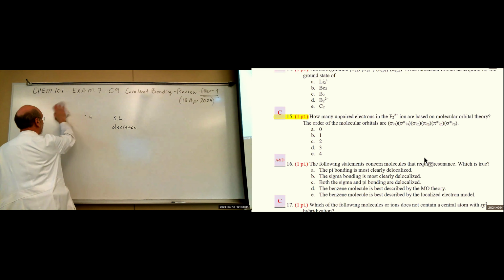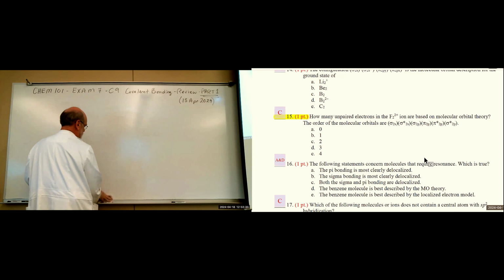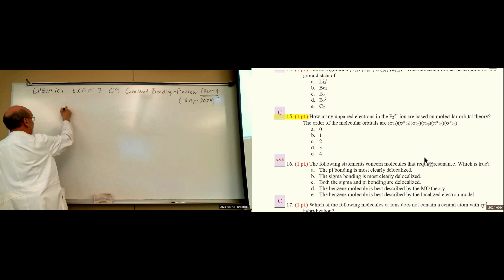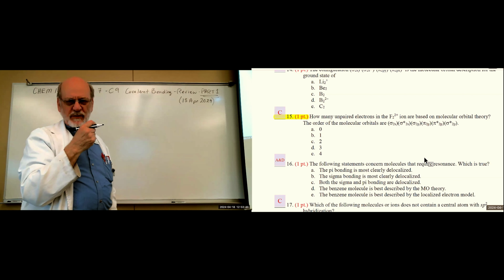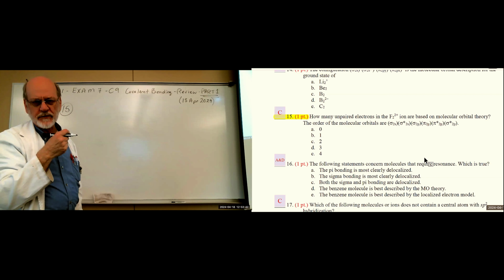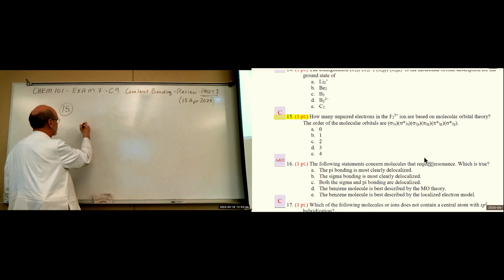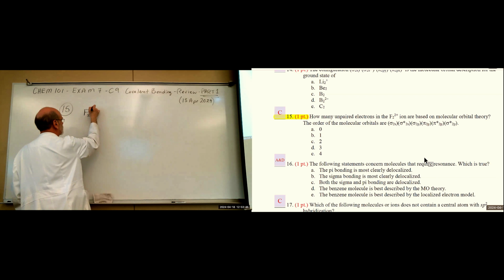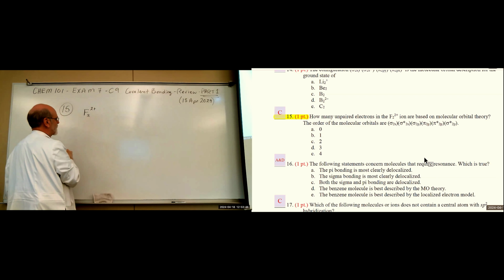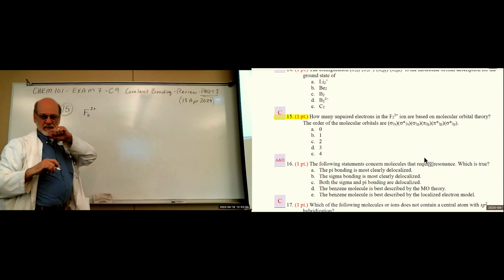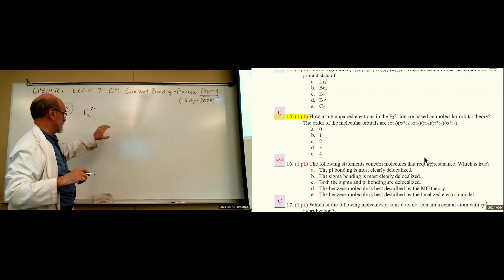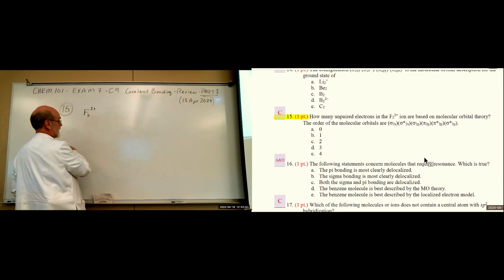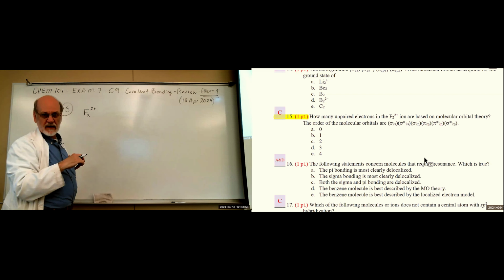Number 15. All right. How many unpaired electrons in the F2 2+ ion? So we have F2 2+. Before we put up the molecular orbital structure for this one, how many electrons do we have to deal with here?